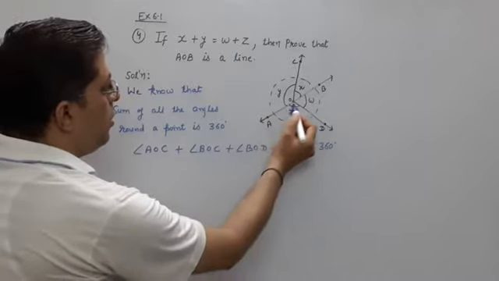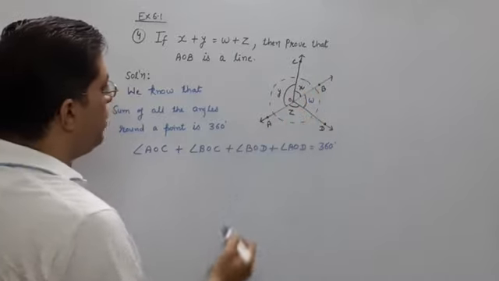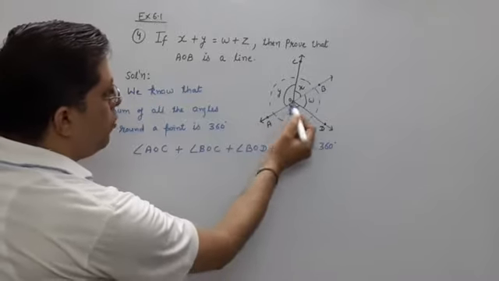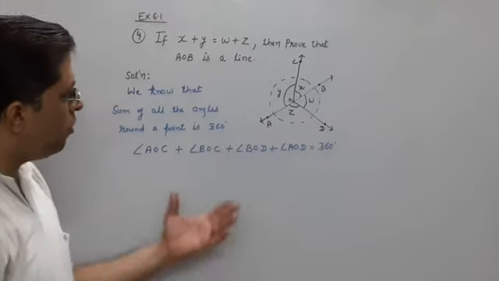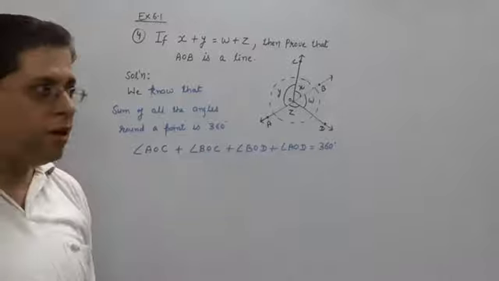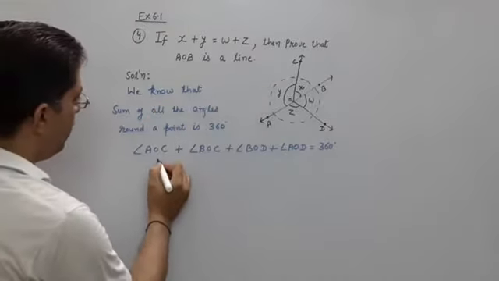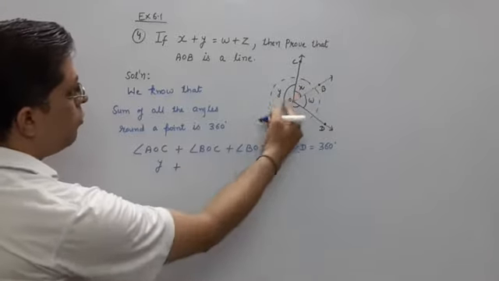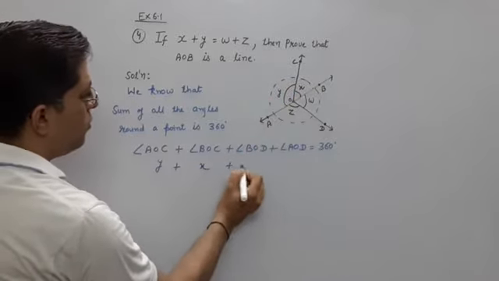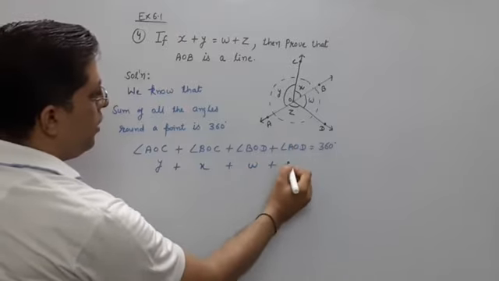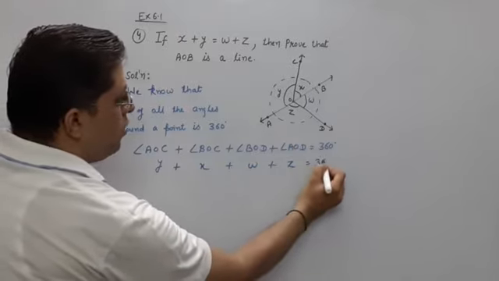It means AOC plus BOC plus BOD plus AOD, the sum of all four is 360 degrees. See, what is AOC? It is Y. BOC, this is X. BOD, it is W. And AOD is Z, 360 degrees.